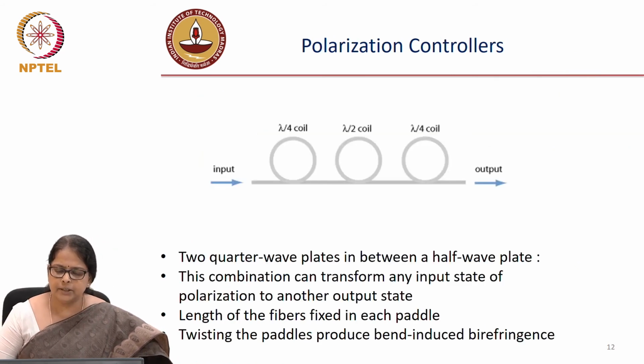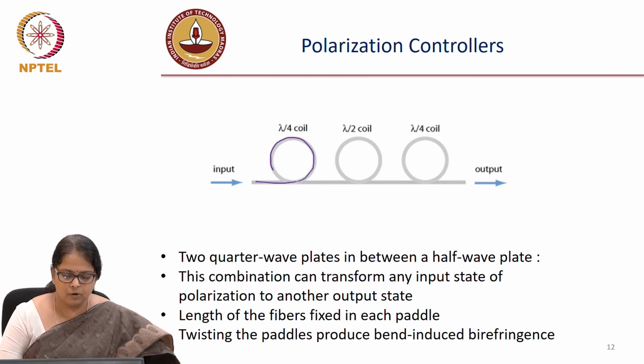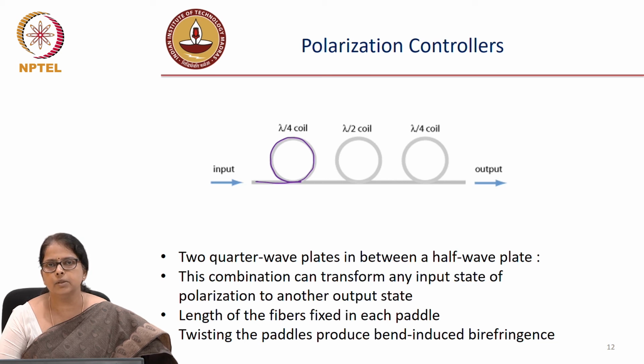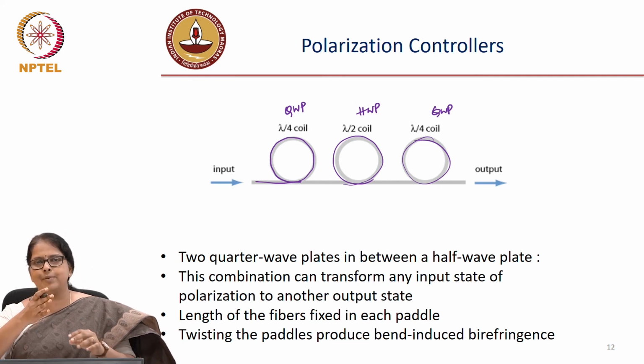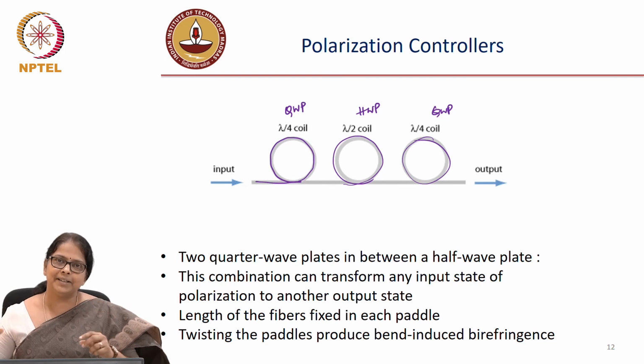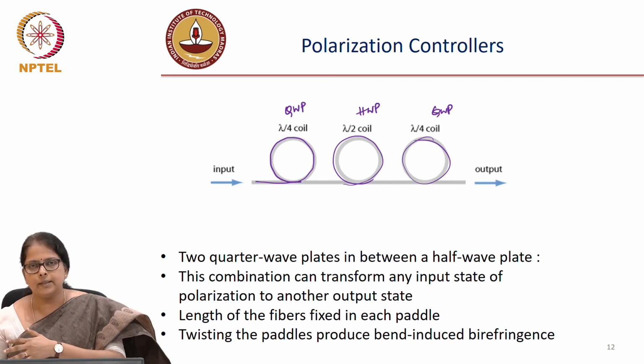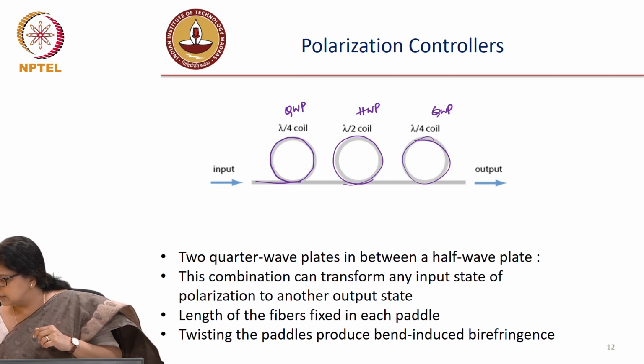So polarization controllers are made with basically 3 coils. You have a lambda by 4 coil, which means that the radius is such that it introduces an effective path difference of lambda by 4, or phase difference of pi by 2. So this is your equivalent of a quarter wave plate. Then there is a lambda by 2 coil. This is a half wave plate. This is another quarter wave plate. You know that a quarter wave plate and two half wave plates can generate any polarization, or can convert from any polarization to any polarization. So this is all that is necessary.